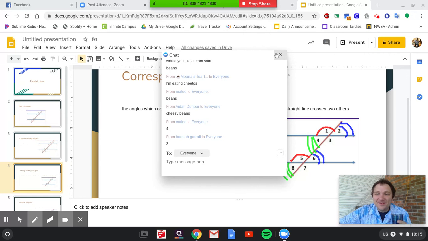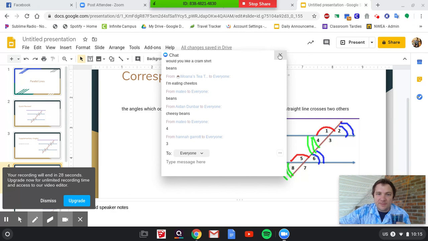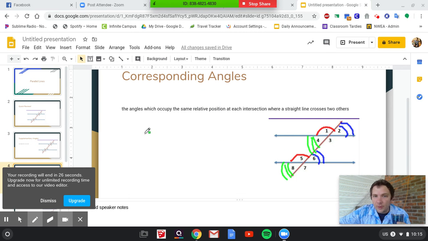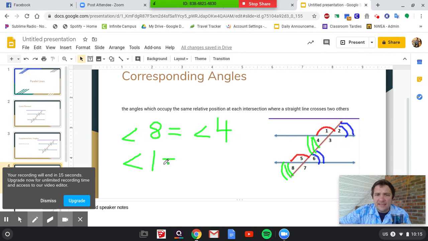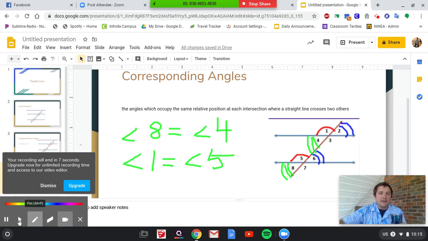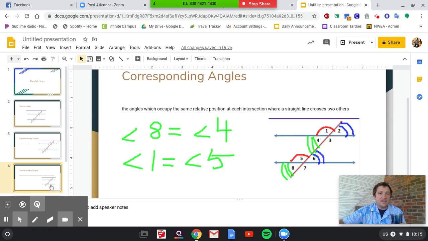All right, so you get the idea. Corresponding angles are really, really easy. And here's the important part about corresponding angles. They are congruent, okay? They are congruent. So angle 8 is the same measurement as angle 4. Angle 1 is the same measurement as angle 5, okay? Angle 2 is the same as angle 6. And angle 7 is the same as angle 3. So that's corresponding. They're just in the same location.